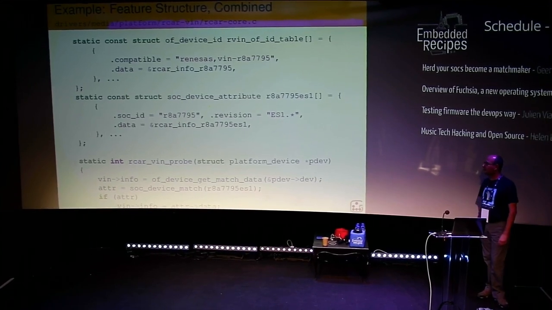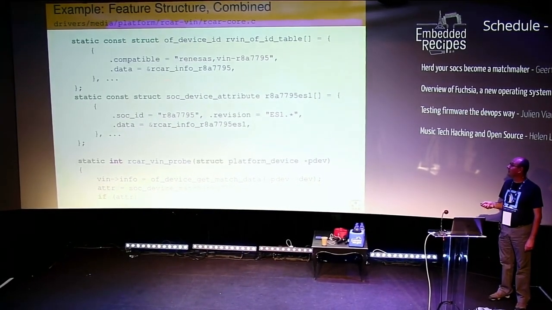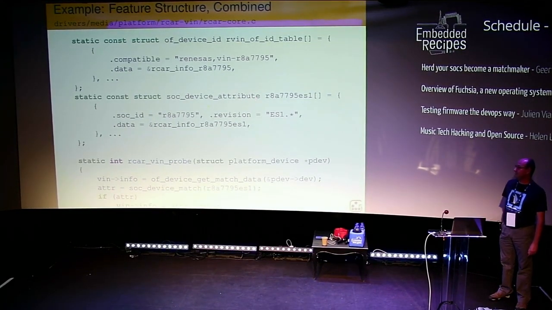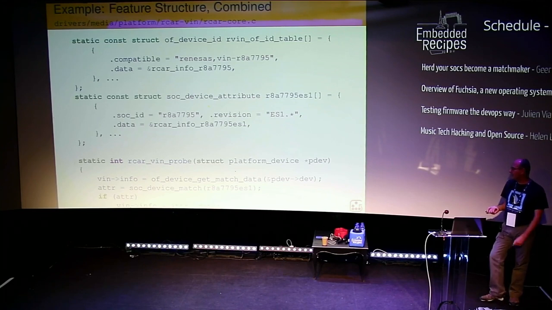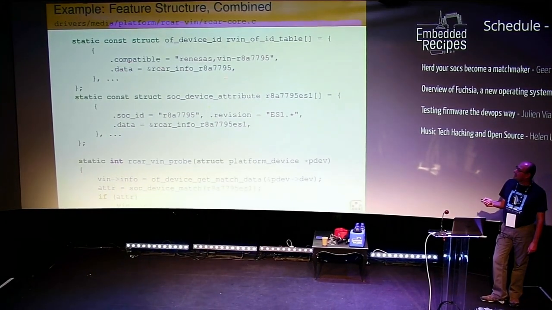Another example is a combination of matching against normal OF device IDs from your platform driver and using soc_device_match with the device attributes. This is taken from the VIN driver from R-Car Gen2 and Gen3. So the platform device probe function can call of_device_get_match_data, and then it will get the data field here, which is in this case the address of a structure that describes various features of that instance. Again, it's an array, so you can put multiple entries there and handle all the various supported differing IP cores of the same type.